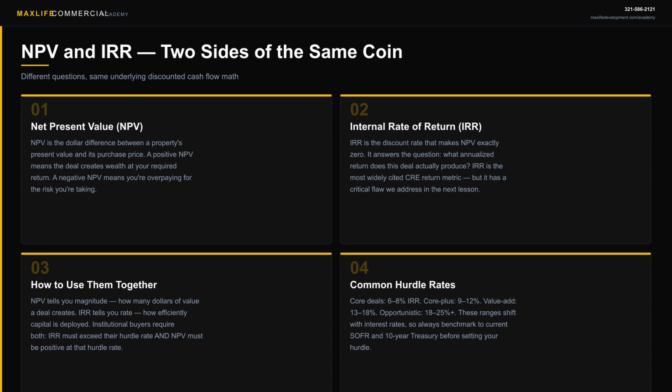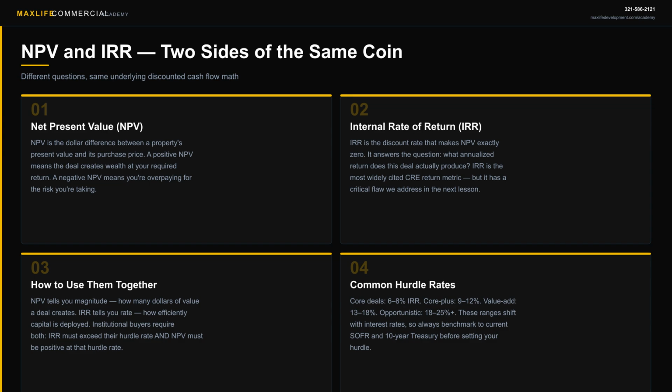Net present value and internal rate of return are the two most important return metrics in commercial real estate, and they're deeply related. Both are built from the same discounted cash flow math. They just answer different questions.